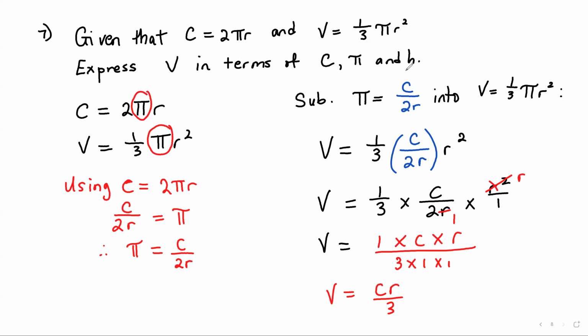Wait a minute, where did they get C? Did I make a mistake with the question? Oh, it was supposed to be C, pi and R. Okay, this part does not make any sense. It should have been express V in terms of C and R. All of these questions have errors, girls. Because there's no H here. It doesn't make sense to have H there.